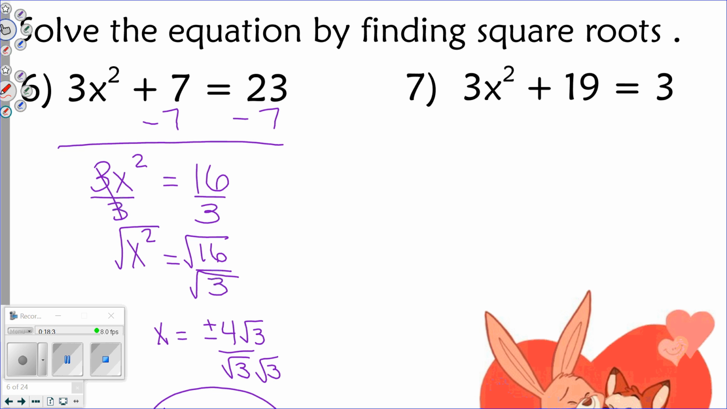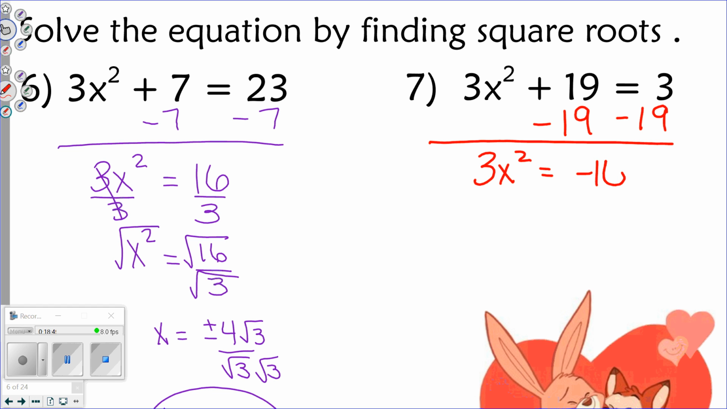All right, guys. Number 7. What should we do first? Subtract 19. Yeah, we got to get this part by itself, so we got to move stuff. So 3x squared equals negative 16. Uh-oh, can I have negative numbers? Yeah, I sure can. It happens. People panic when they see that stuff. That's right, they're on the number line.